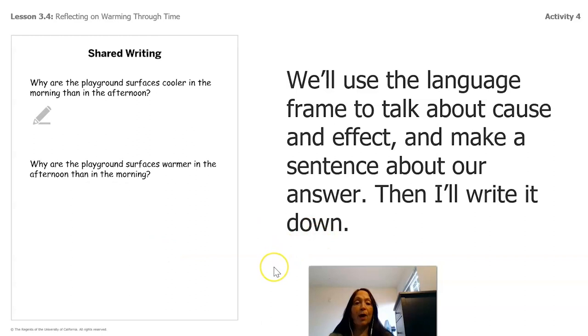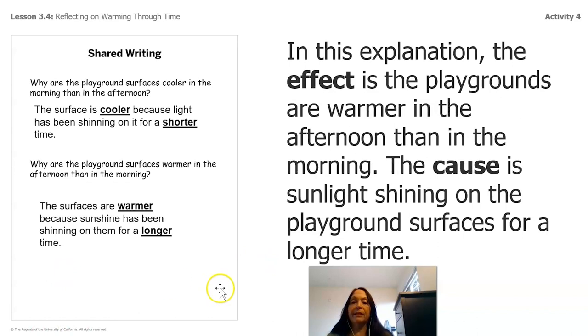So here we have our questions. We will use the language frame to talk about cause and effect and make a sentence about our answer, and then I will write it down. Now, you're not going to see me physically write it. I am going to have it posted already on my shared writing poster. So here we go. In this explanation, the effect is the playgrounds are warmer in the afternoon than in the morning. The cause is the sunlight shining on the playground surfaces for a longer time.